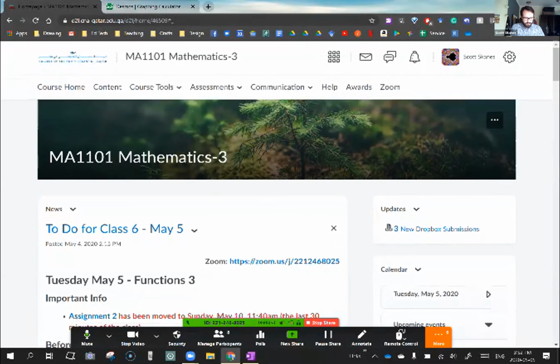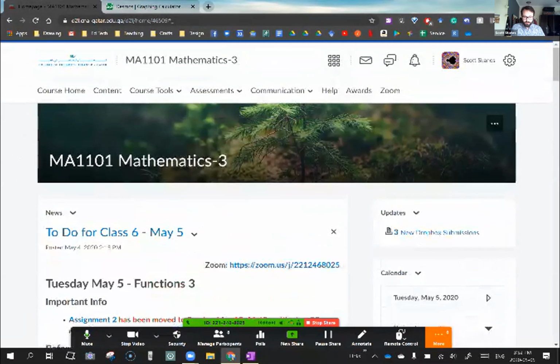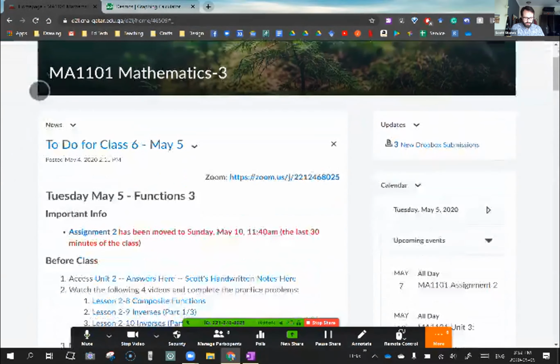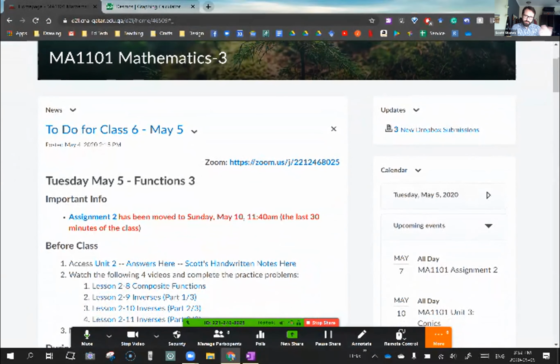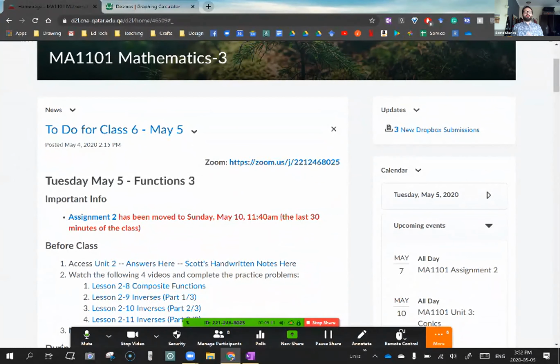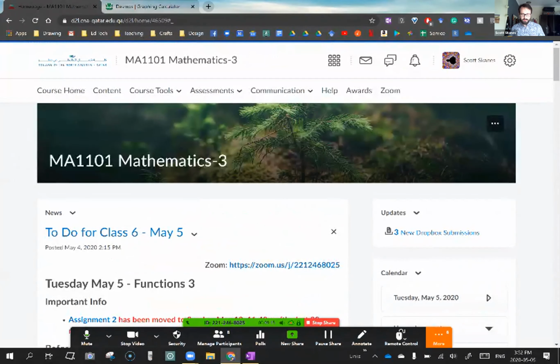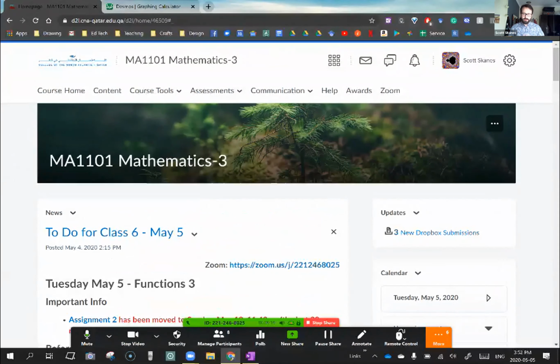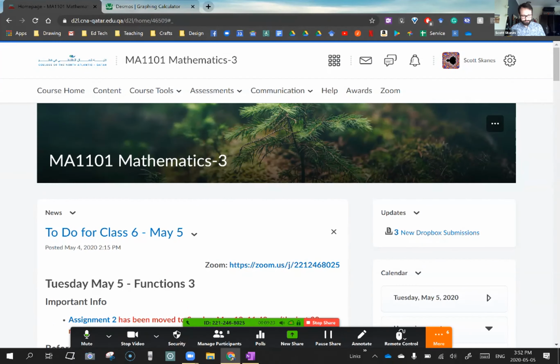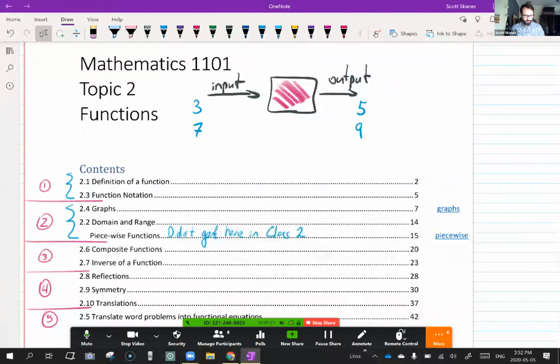I'm sure I said this yesterday, but the assignment was moved to Sunday. So make sure you keep an eye on the news feed. This is for section 3, but same idea. Assignment 2 is on the last 30 minutes of class on Sunday. So not Thursday. That'll give us a little bit more time to get things done. And I've also posted the notes, the handwritten solutions, my notes. They weren't working before, so I fixed that. Anyway, just something to bring up.